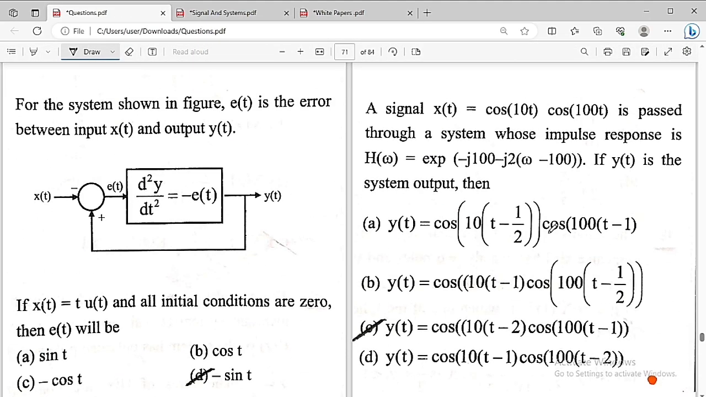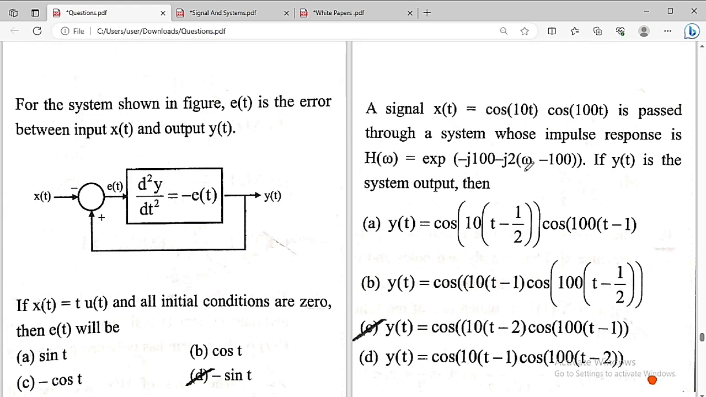Now we are going to solve another question. Basically, x of t is equal to cos of 10t into cos of 100t is passed through a system whose frequency response is H of omega equal to exponential of minus j10 minus j2 into omega minus 100. If y of t is the system output, what is the expression? If you see clearly, they have given some system. For this system, the impulse response is h of t, but they have given the Fourier transform of this h of t.